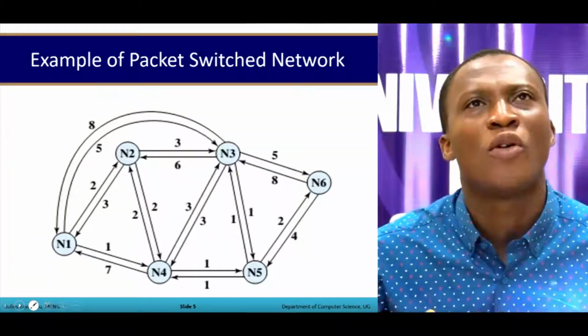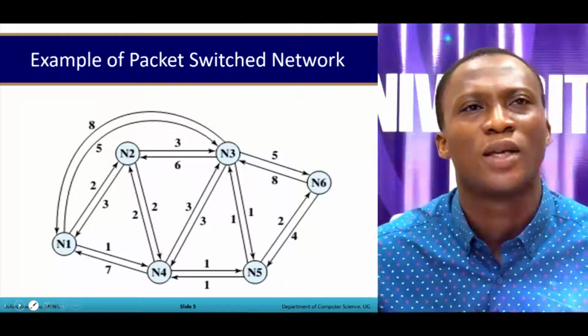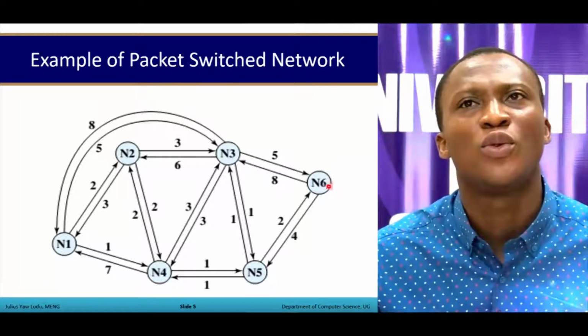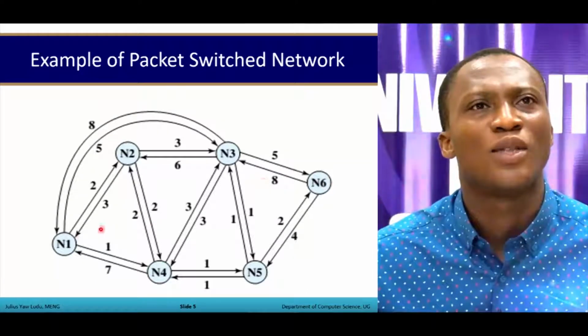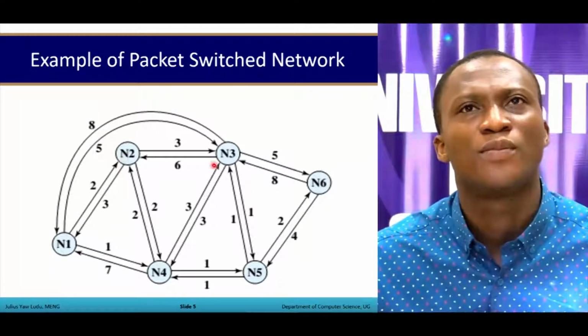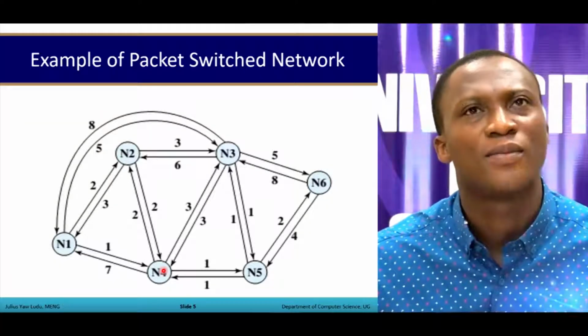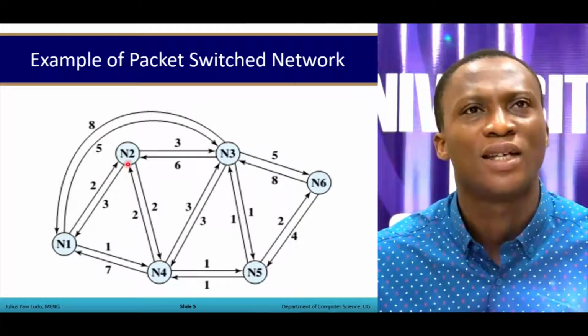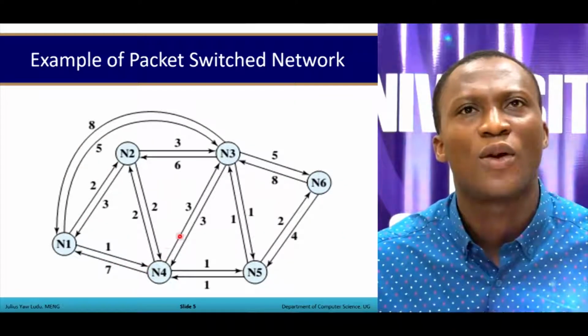This is an example of a packet switched network. Here we have node 1 through to node 6. These are the various nodes. You can call them vertices in terms of graph. And these arrows show the links.